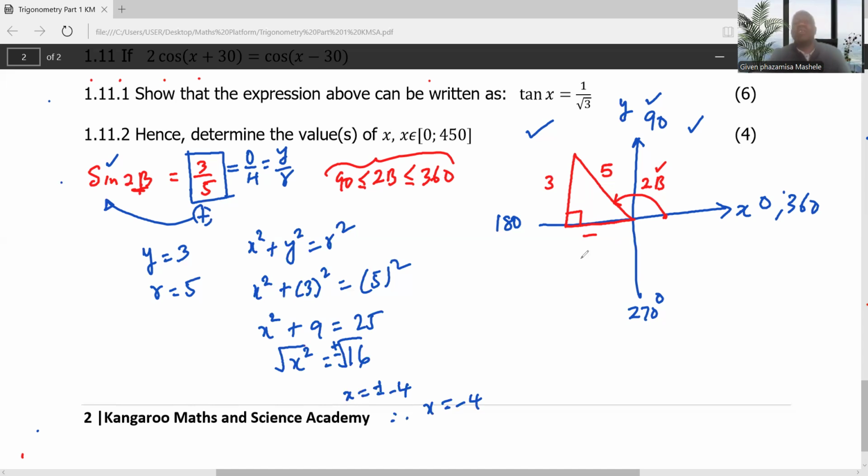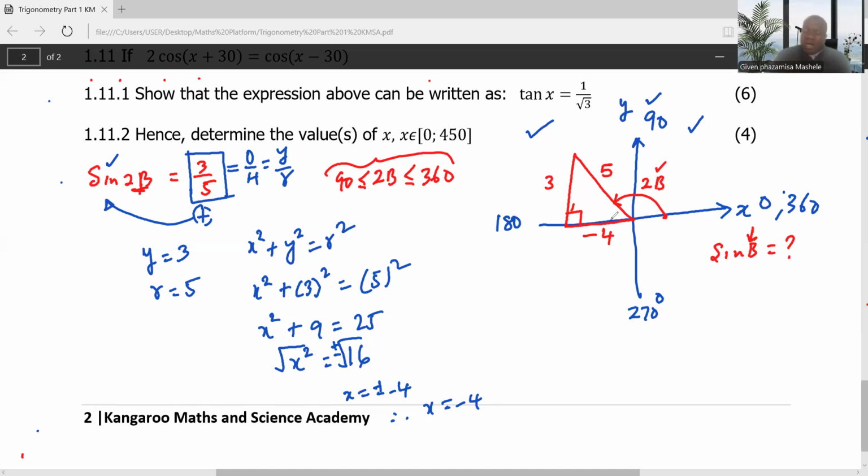So what does the question say? It says determine the value of sine beta without using a calculator. We want sine beta. And be careful, we want sine beta, not sine 2 beta. This Cartesian plane uses 2 beta, and here we want sine beta.